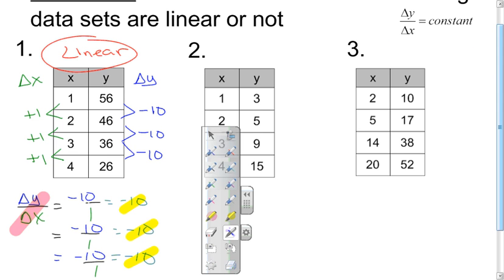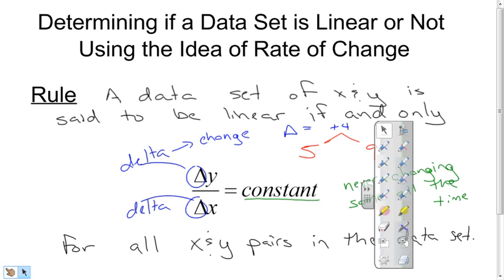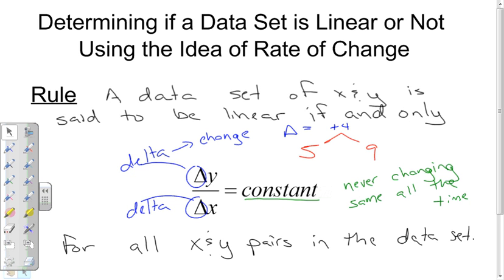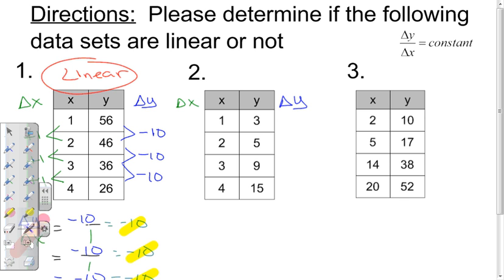Now, in this next data set, again, I'm going to take a look at delta x and delta y because I do need those to be able to determine if it's linear or not. And again, just to review the idea, a data set is linear if and only if delta y over delta x is constant for all xy pairs in the data set. My delta x is decently easy to measure here. It's just a coincidence it's the same as the last one. It seems that my delta x is going up by 1 every time.